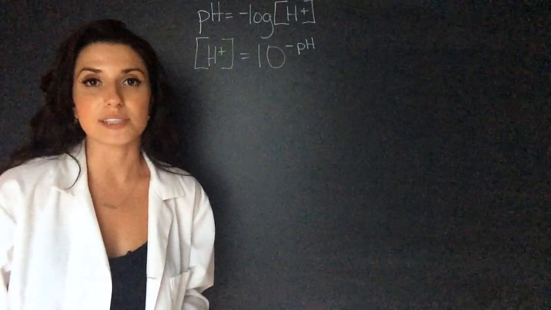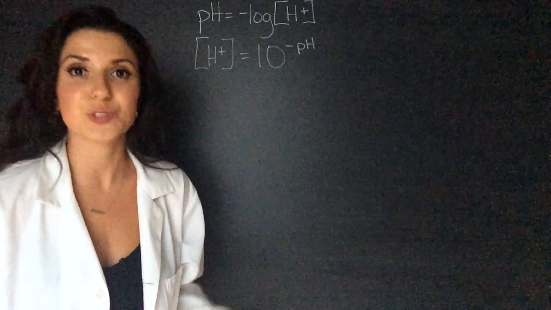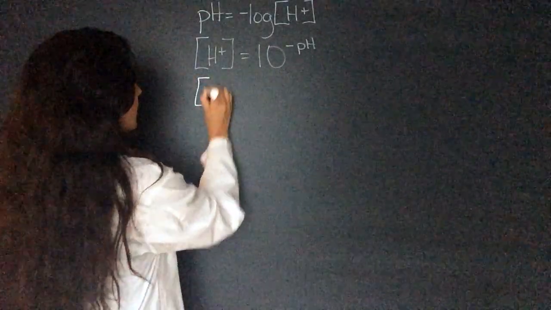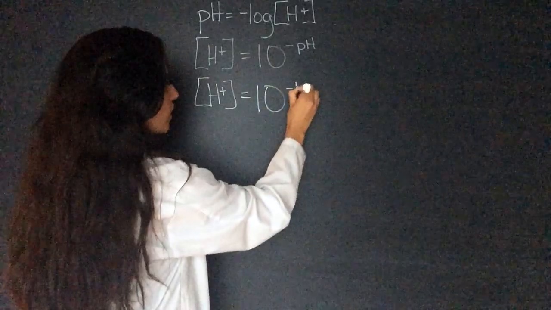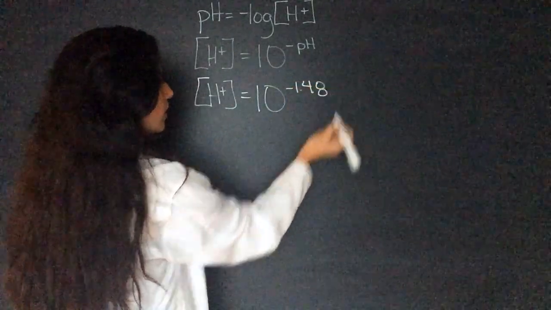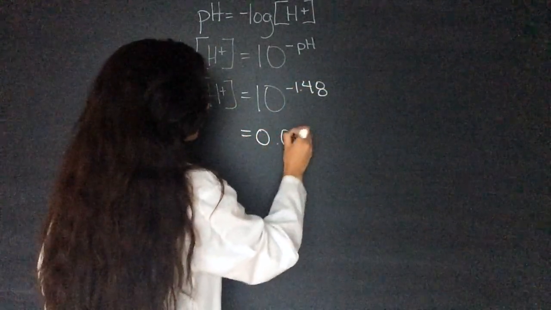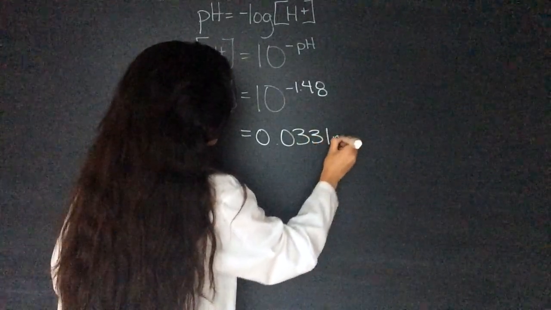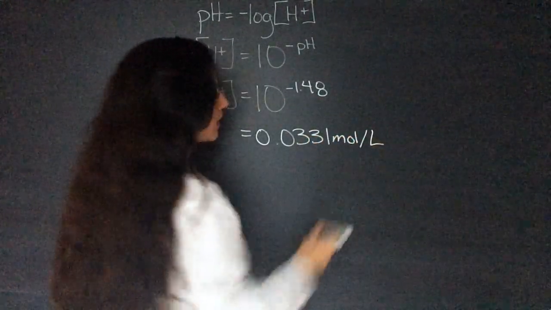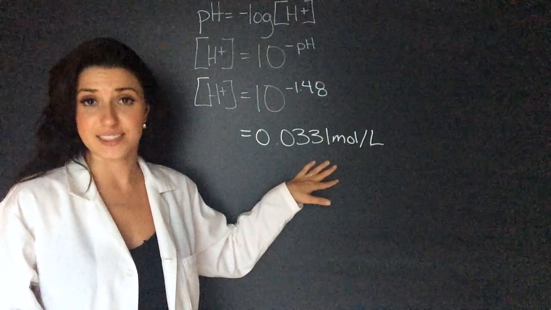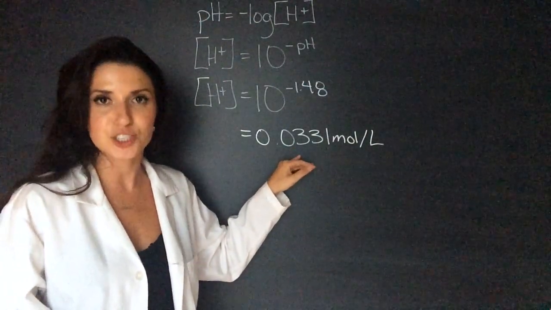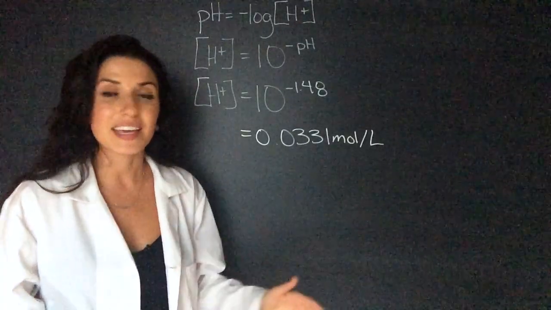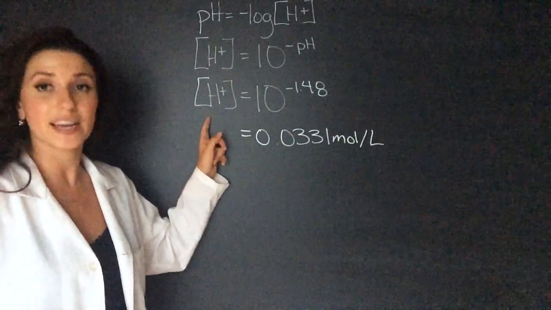The question told us that the pH was 1.48, so let's plug that in. That equals 0.0331 moles per liter. Now, this is not our answer. In a multiple choice question, they're probably going to put this as the answer to try and trick you. The thing is, this is the concentration of hydrogen ions.